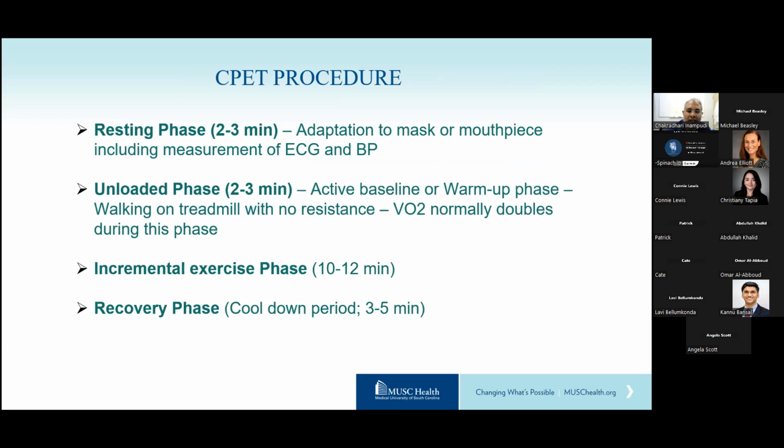Having done this for more than 4 years and reviewed more than 400 CPETs in my last 4 years here, I would say this has been a challenge, because many patients, especially with pretty severe heart failure and patients being evaluated for cardiac transplant, we might not be able to get the exercise phase to almost all the 10 to 12 minutes.